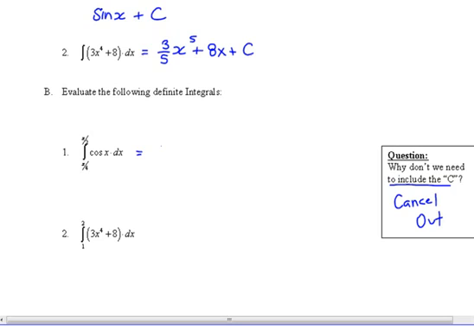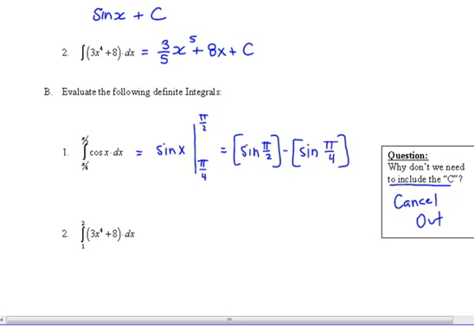Okay, so cos of x. What's the antiderivative of cos? We just found this. Sine x. And we want to evaluate it from pi over 4 to pi over 2. So that's saying from pi over 4 to pi over 2, which is equivalent to, which one's going to go first? Larger minus lower. So sine of pi over 2 minus sine of pi over 4.